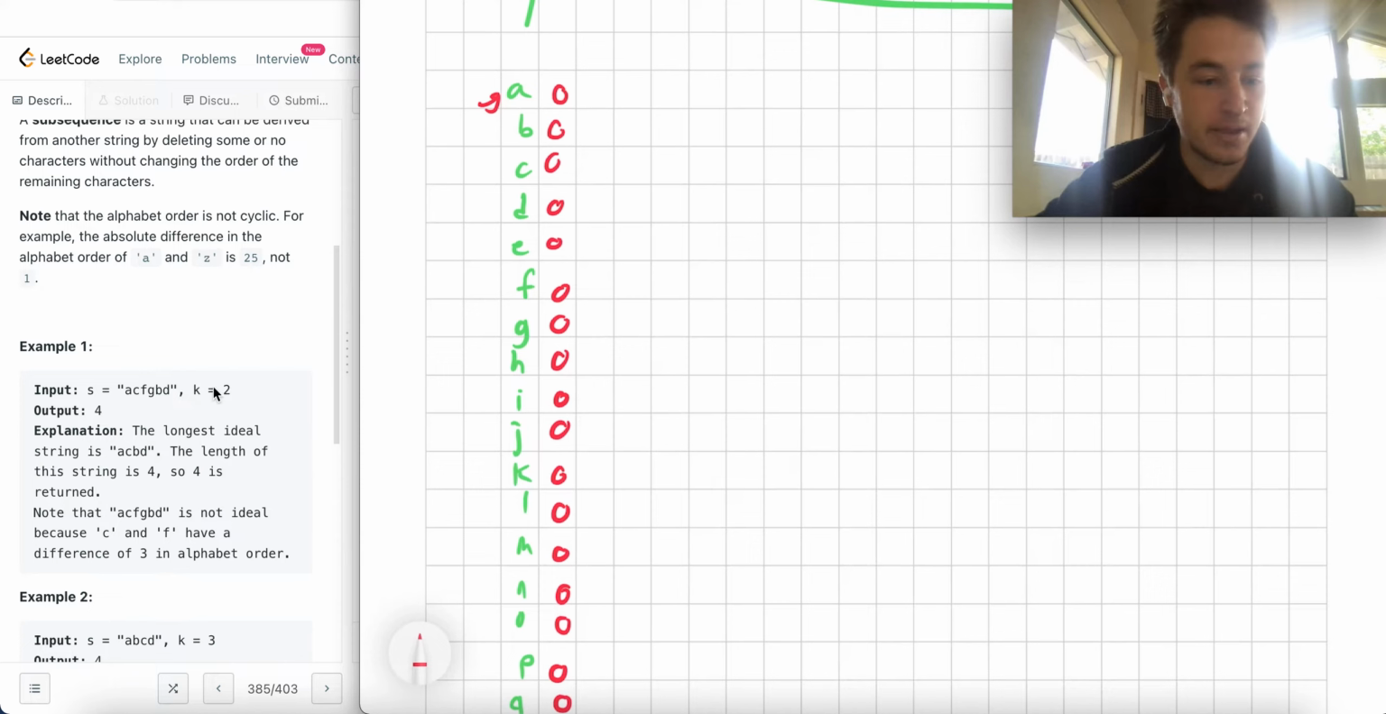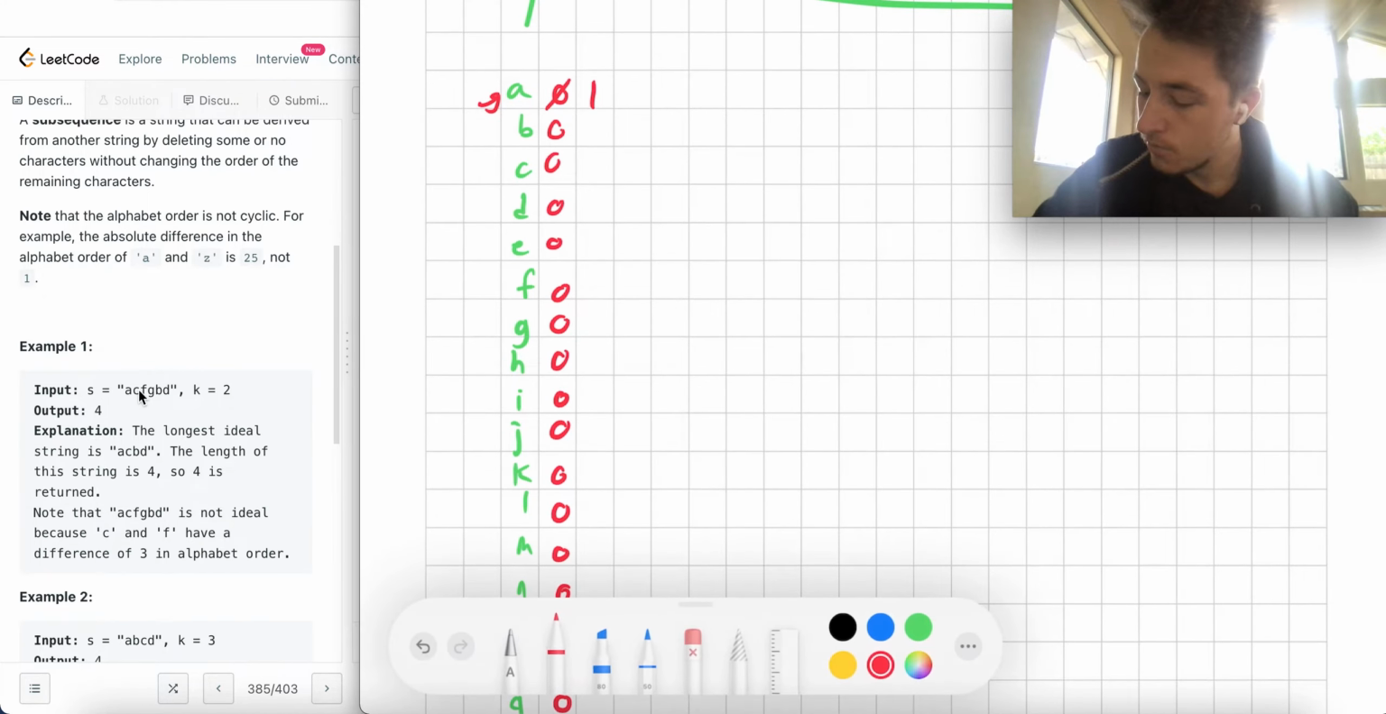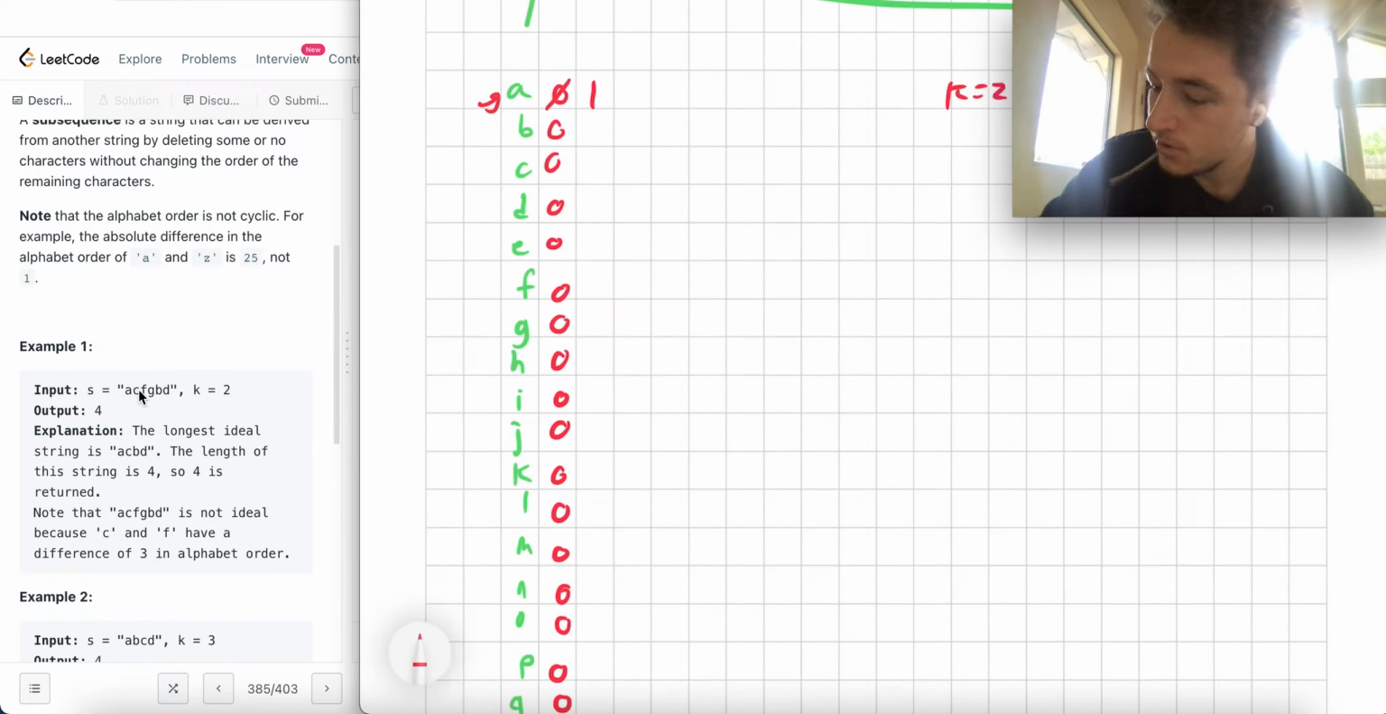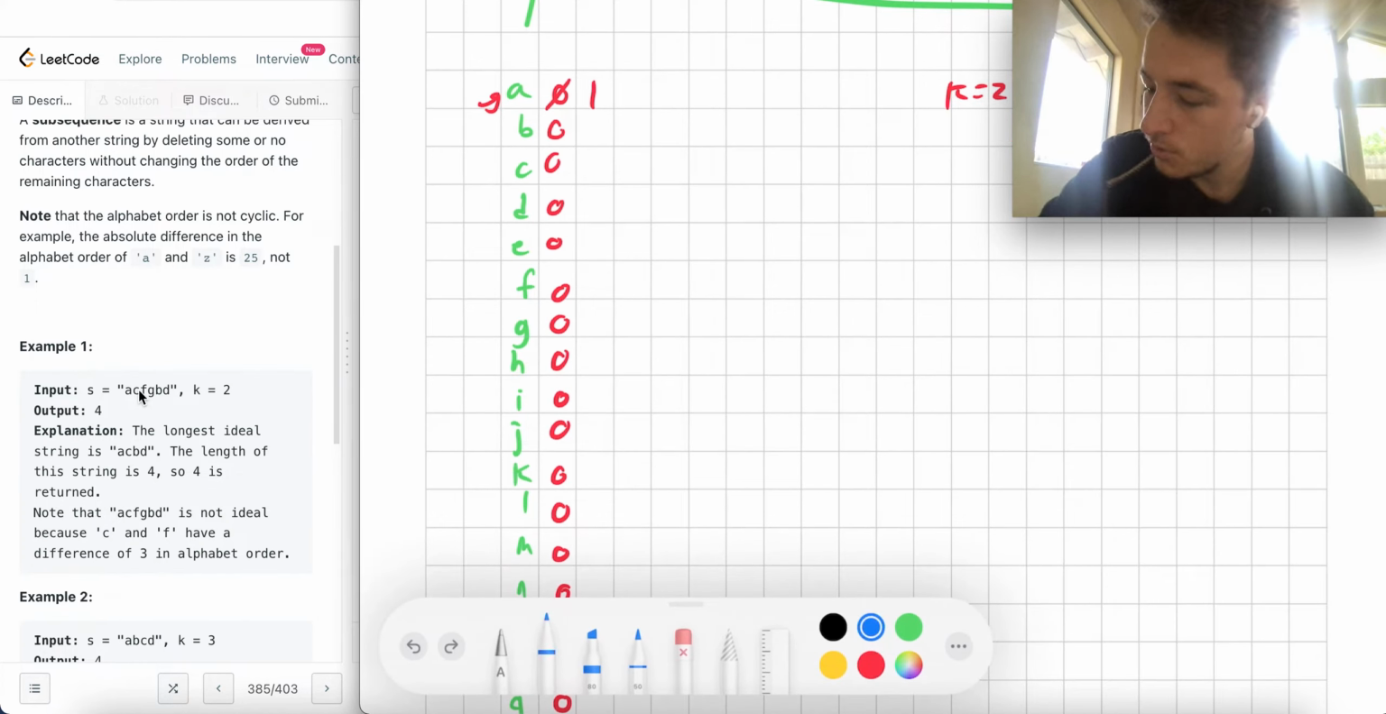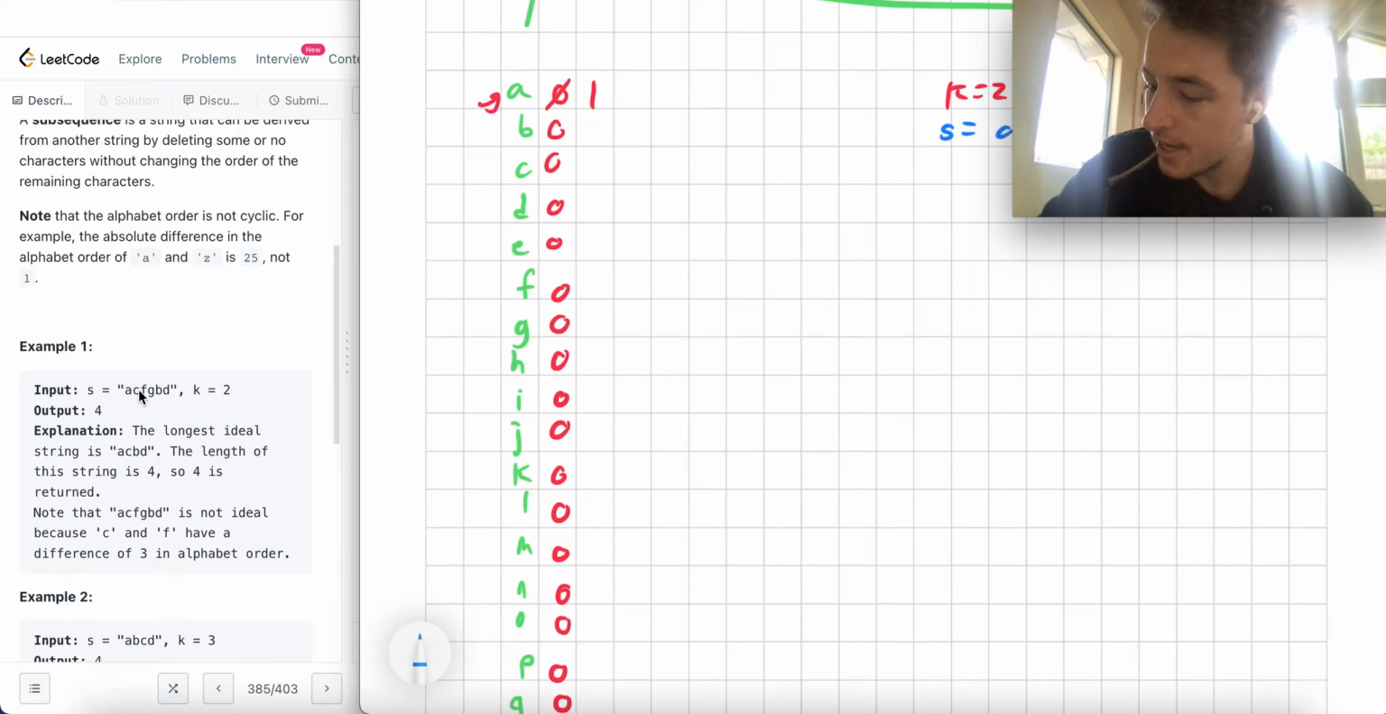So when I see A, of course, A is the first one, so there's nothing to look at. When I look at C, let's actually just write this down. So we have K equals 2, and then we have S equals A, C, F, G, B, D.